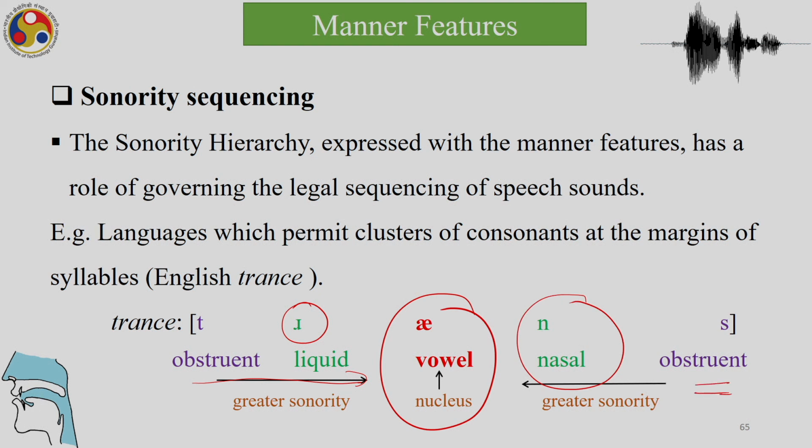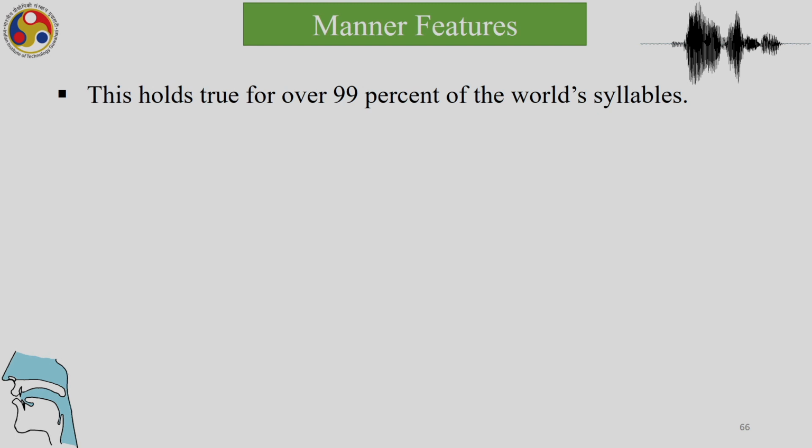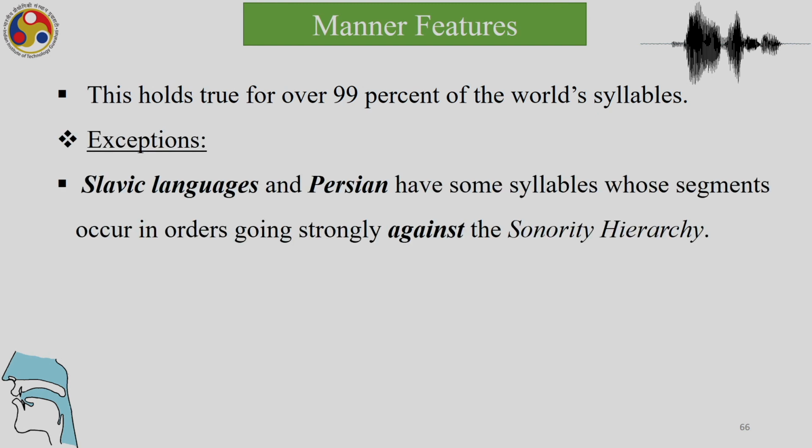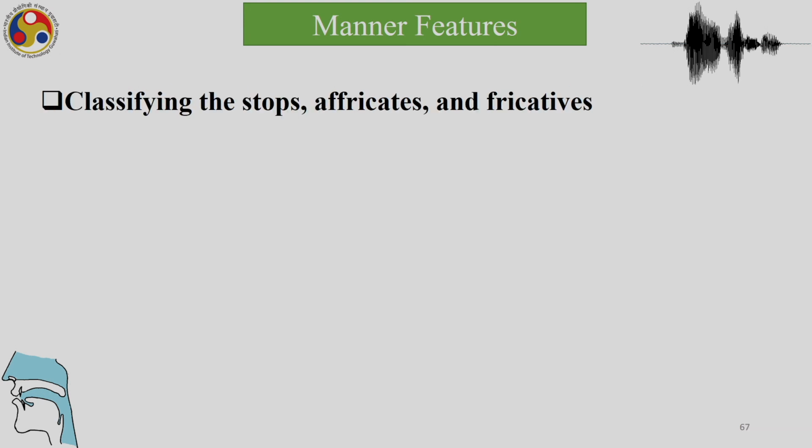However, the s in English does not follow the rules of syllabification, because we have many clusters in English which start with s, and s has greater sonority than the obstruent, for instance t. So in that way, for instance, st violates the sonority hierarchy, because this is more sonorous and the sonority should increase, but it's considered to be an exception. So this holds true for over 99% of the world's syllables, and there are some exceptions: Slavic languages and Persian have some syllables whose segments occur in orders going strongly against the sonority hierarchy.